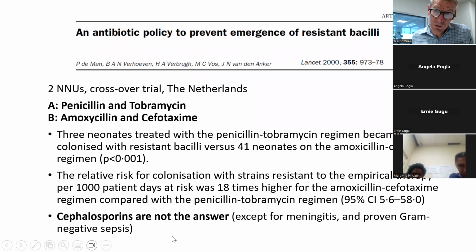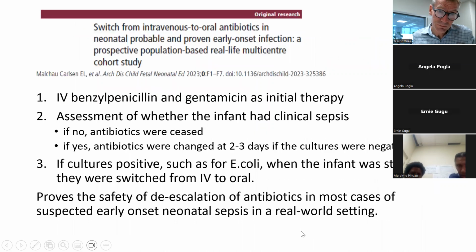Cephalosporins are very useful for the management of meningitis and for proven gram-negative sepsis, but not very useful as standard antibiotic therapy. I see ceftriaxone and cefotaxime being used a lot, but all it will do if you use it outside its indications is to drive more resistance.